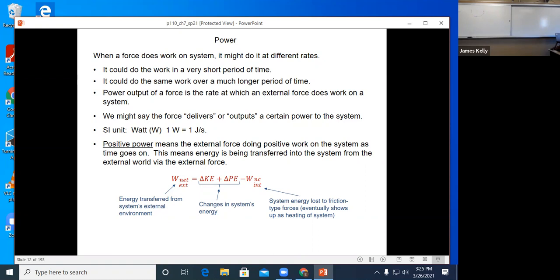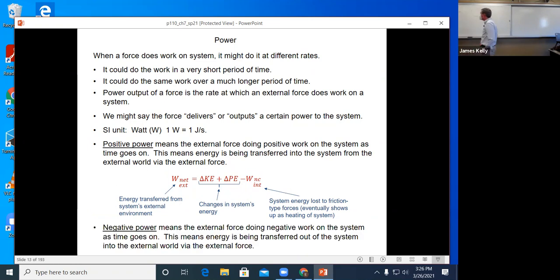I'm doing positive work on it as I push it up, but I'm increasing the potential energy stored in the system. Or there might be some non-conservative internal forces, maybe friction between the box and the floor. And I might be heating up the box and the floor as I grind it along the floor like this. But in any case, I'm transferring energy into the system, either speeding up the parts, increasing potential energy, or heating it up, or something like that.